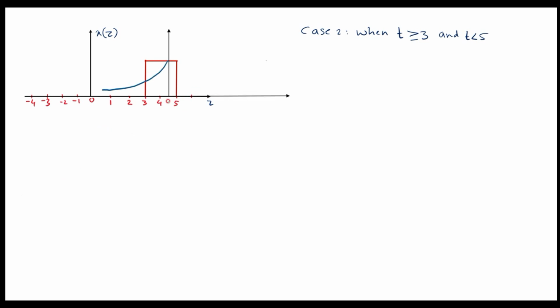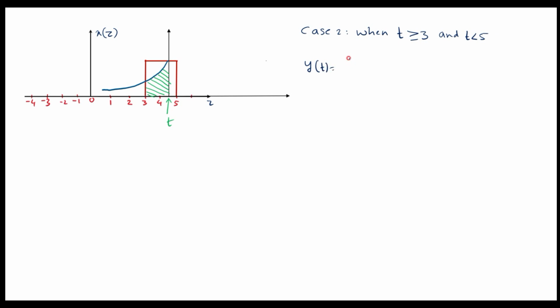Now here we can observe that this is t, which is greater than or equal to 3 but less than 5. Here we can see that only this area is common to the x of tau signal and the h of t minus tau signal. So now we'll try to find y of t. The lower integration limit is 3 and the upper limit is t, because only the 3 to t area is overlapped.